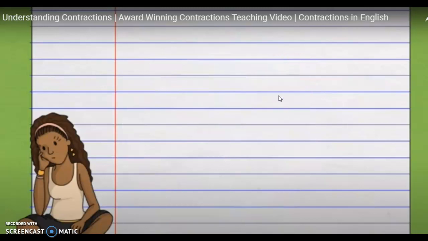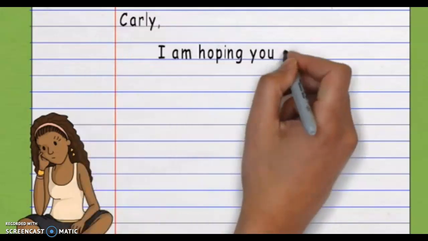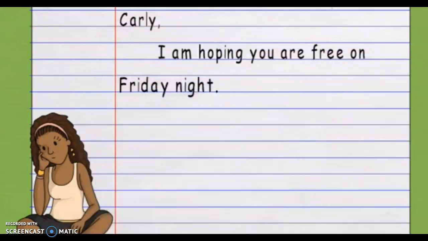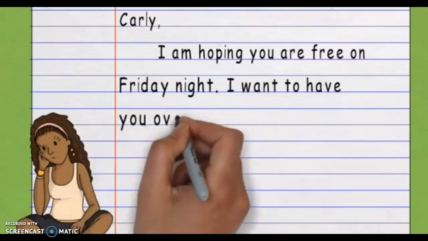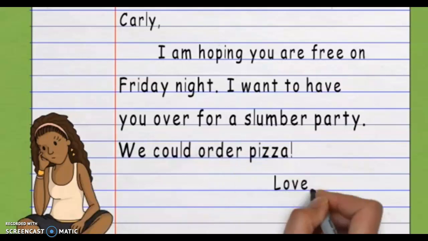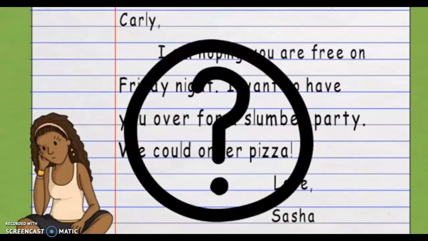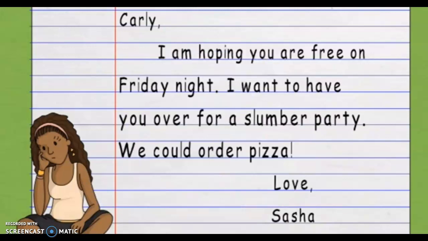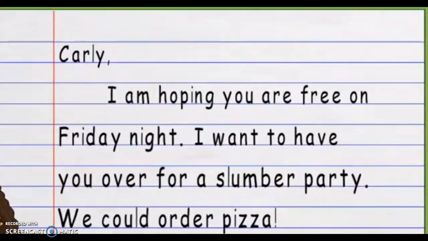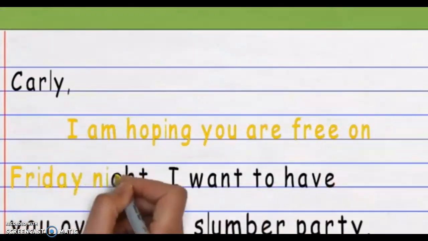Practice. Let's say you are writing a note to a friend to invite her over to spend the night. Carly, I am hoping you are free on Friday night. I want to have you over for a slumber party. We could order pizza. Love, Sasha. Do you see any places in Sasha's letter to Carly where she can combine some of her words to form contractions? Let's look at the first sentence. I am hoping you are free on Friday night.